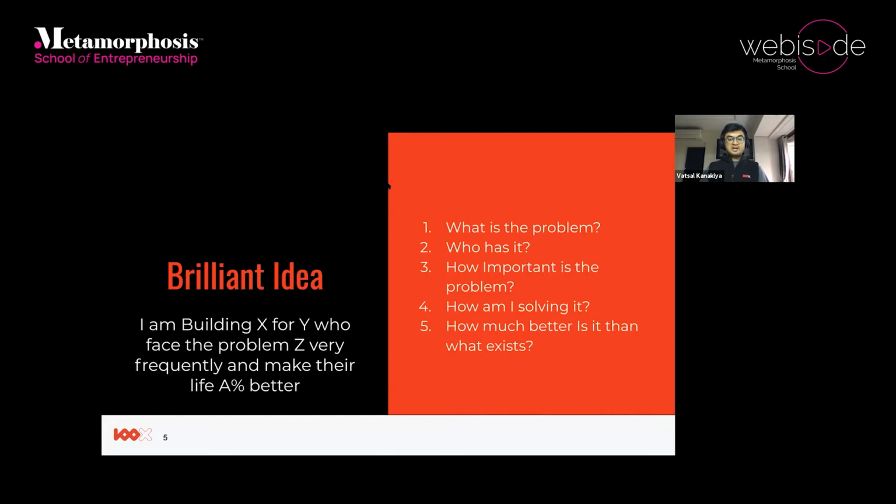This one statement phrasing your idea makes it clear to you and to anybody else you might convey it to. This is how I recommend people frame what they're thinking about. I am building X, which is my solution, for Y, who is my customer, who faces the problem Z, which is the problem, very frequently, which is how important that problem is. And this makes their life A% better, which basically tells me that this solution is better than what exists by A%. So you have an idea, and then you try your best to form a concise statement like this around it.